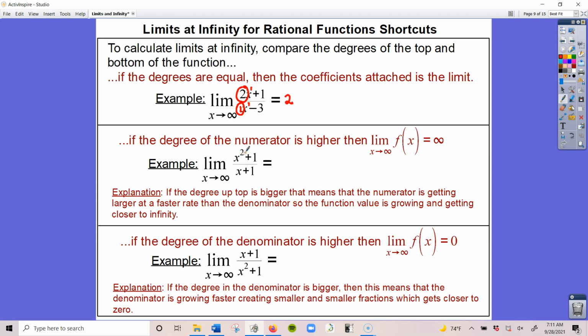Over here, if the degree of the numerator is higher than the degree of the denominator, then there is no horizontal asymptote. So your answer would be infinity, or possibly negative infinity, and we'll get to that. If the degree of the numerator is smaller, see here how it's 1, and the degree of the denominator is 2, then we always have a horizontal asymptote at 0.